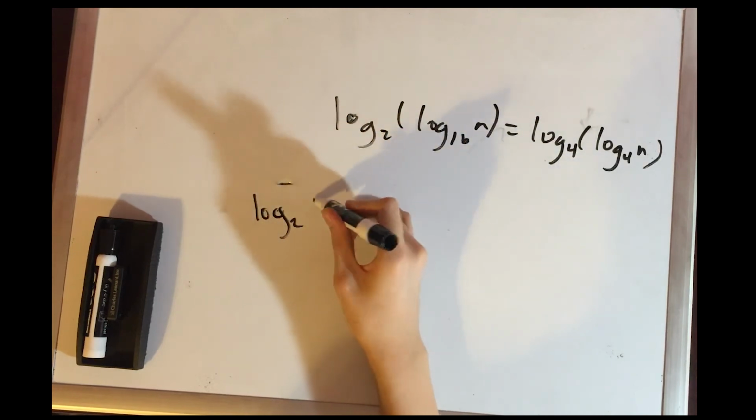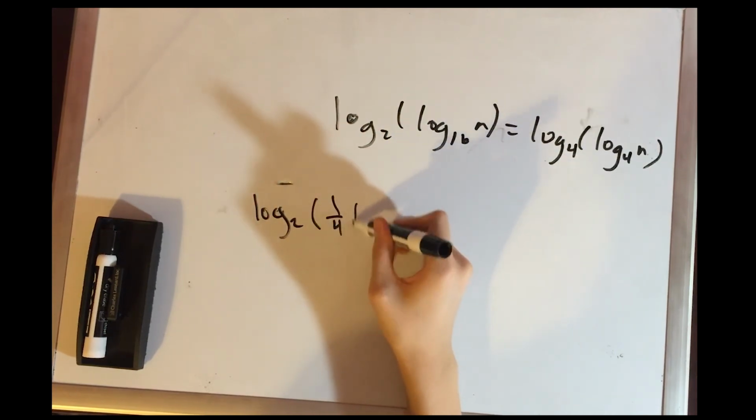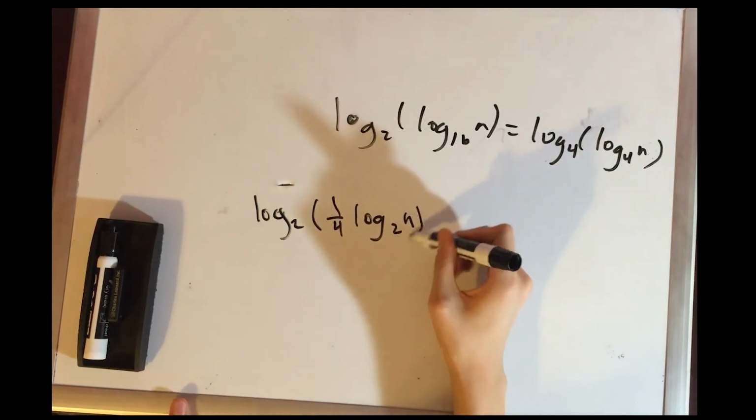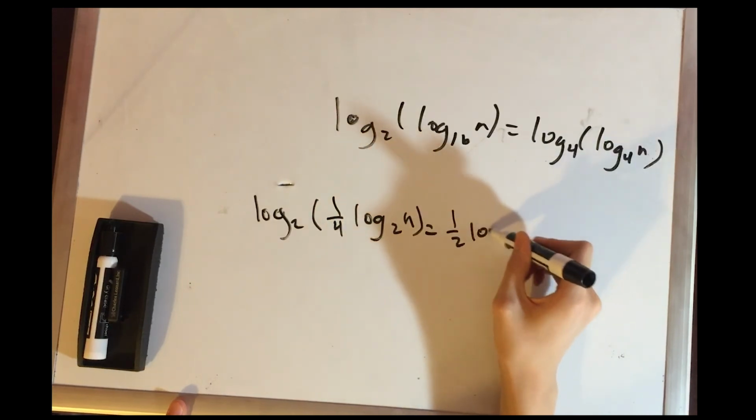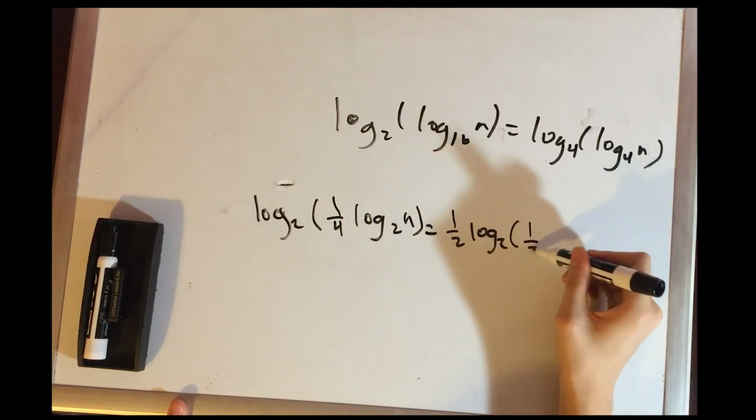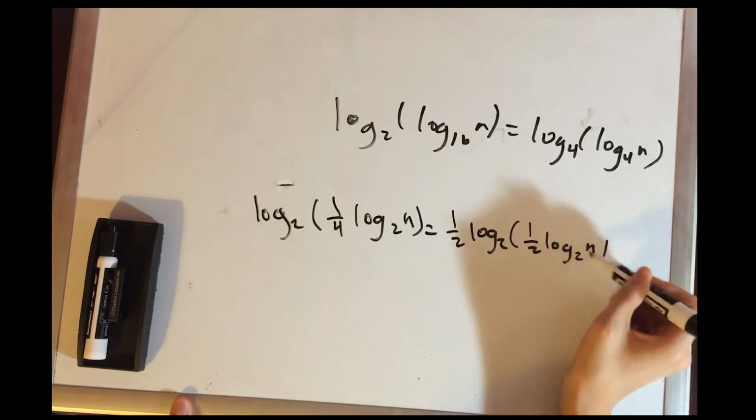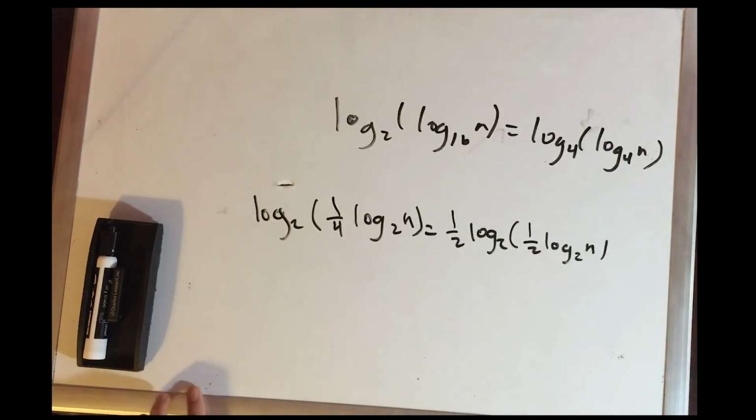So 16 is 2 to the power 4. That means it's going to be 1/4 log base 2 of n. And it's going to be 1/2 of log base 2 of 1/2 of log base 2 of n. Alright, a little bit messier, but now we have logs as all base 2's.